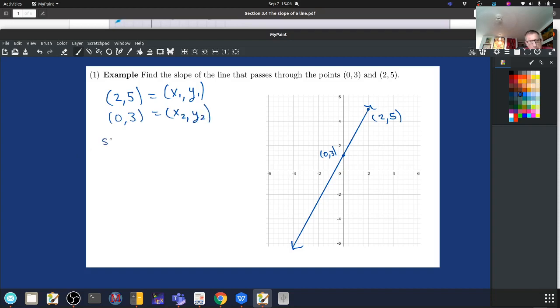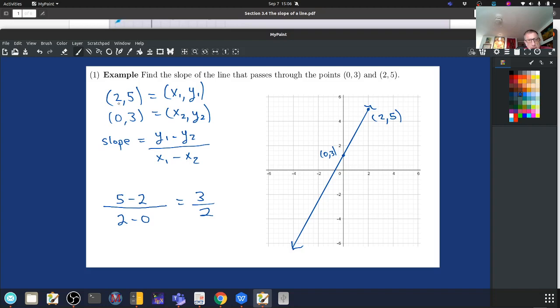So the slope is equal to y1 minus y2 over x1 minus x2. So let's do that. So y1 minus y2. So I look at the y's first. 5 minus 3 over 2 minus 0. So that's equal to 2 over 2... that's 3 halves. And that's our slope. So notice what I did there.